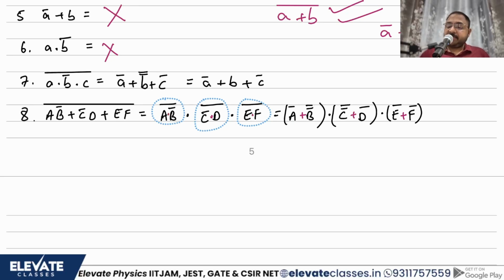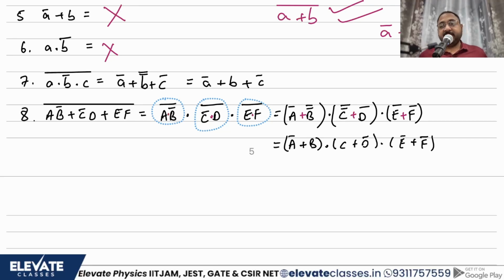Is this the most simplified form? No, I can slightly simplify it further. This, as we know, will become A bar plus B. Next will become C plus D bar. And the final one will become E bar plus F bar. This is now the most simplified form. We cannot simplify further. I mean, we can simplify using Boolean algebra. You can just open up all the terms, but De Morgan's is done.